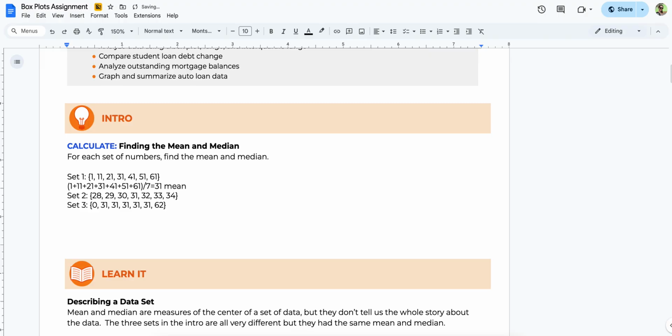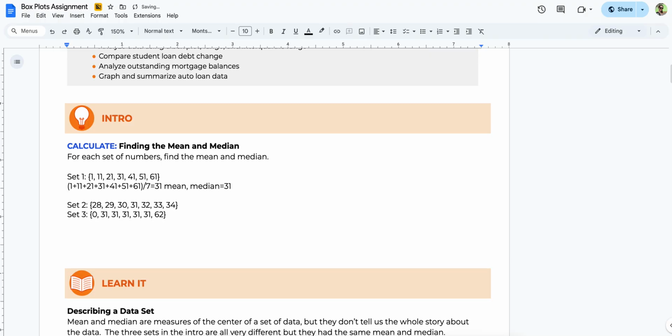Okay, so our mean is average. So you add all of the numbers up and divide by how many you have. The median is our middle term. So if we look at our numbers here, we have 1, 2, 3, 4, 5, 6, 7. So the middle one would be 31. Now remember that with median, you want to have the numbers in order as well. So you want them from least to greatest. So if you don't have them in order, then you're not going to be able to find the median. So I'm going to have you guys pause the video and do set 2 and set 3 to find the mean and median.